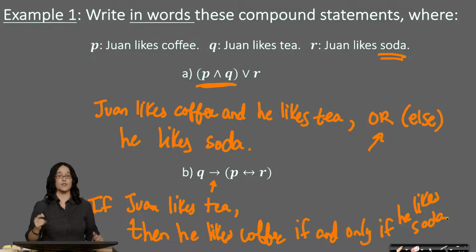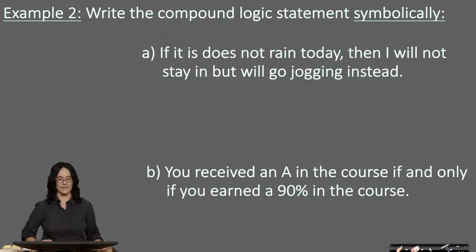Okay? So if Juan likes tea, then that would mean that he has to like coffee if and only if he likes soda. Meaning if he likes coffee, he likes soda, and if he doesn't like coffee, then he doesn't like soda. Those are tied together. All right, so if we can go in that direction, do you think we can go in the other direction? So instead of symbols to words, words to symbols? Let's check out our next example.